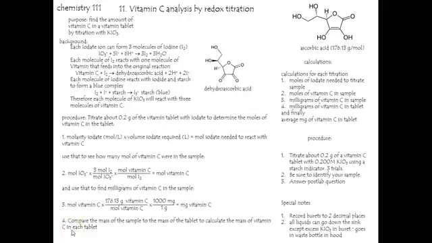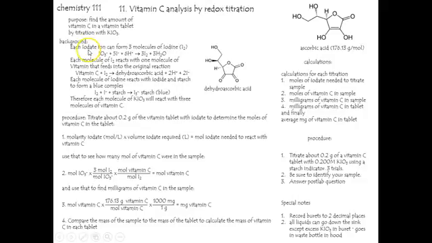This is our second to last experiment, vitamin C analysis by redox titration. The goal is to find out how much vitamin C, that's this right here, ascorbic acid, is in a vitamin tablet, and we'll be titrating it not with a base, even though this acts as an acid right here, but rather we'll be doing a redox titration. We'll be using iodate in the form of potassium iodate in order to do this titration.